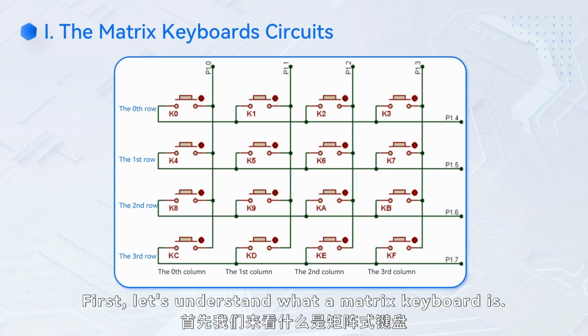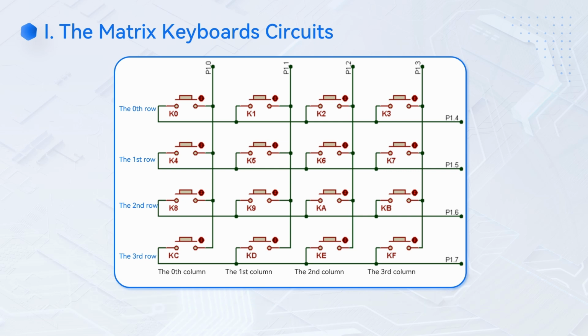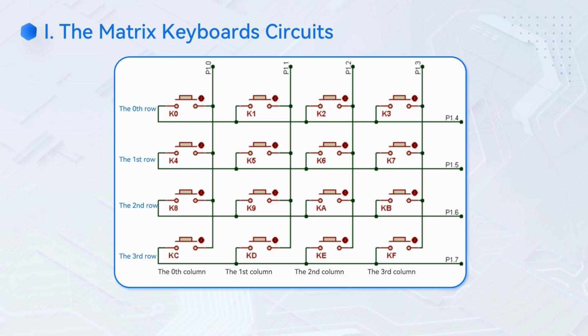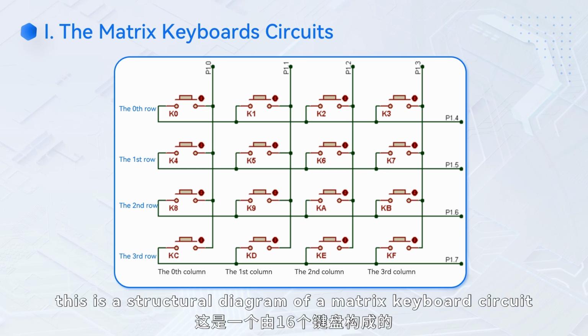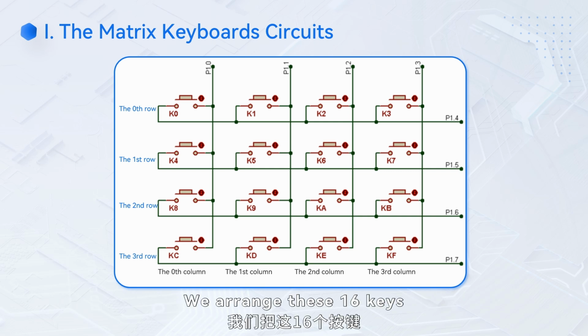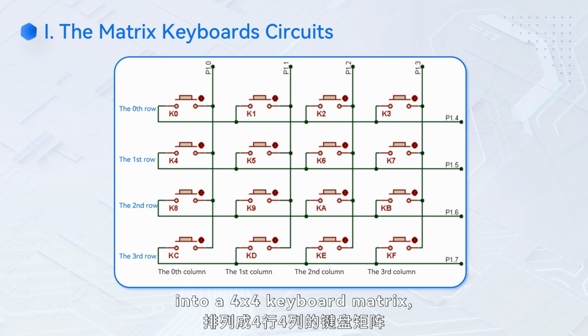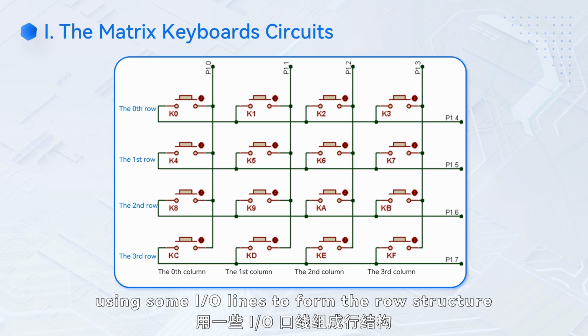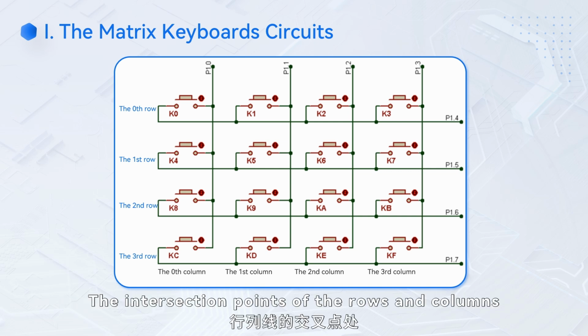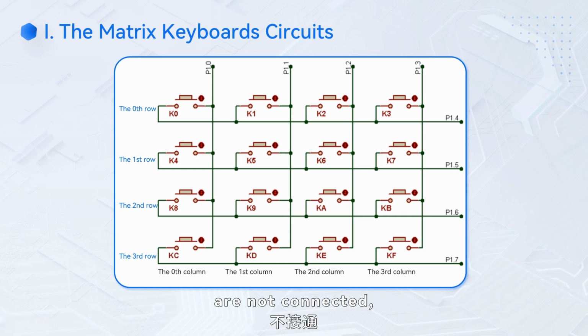First, let's understand what a matrix keyboard is. A matrix keyboard, also known as a row-column keyboard. As shown in the figure, this is a structural diagram of a matrix keyboard circuit composed of 16 keys. We arrange these 16 keys into a 4x4 keyboard matrix, using some I/O lines to form the row structure and using other I/O lines to form the column structure. The intersection points of the rows and columns are not connected, serving as the key positions.